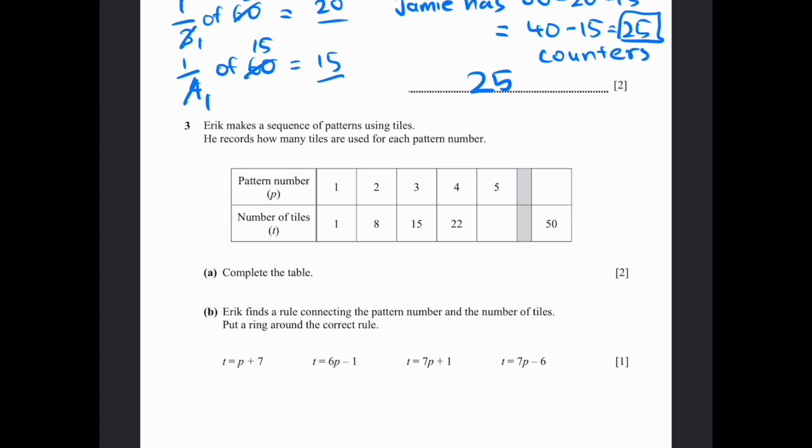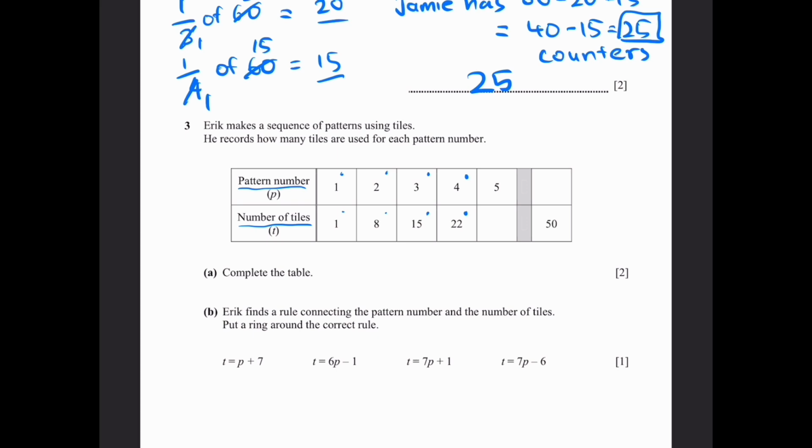Eric makes a sequence of patterns using tiles. He records how many tiles are used for each pattern number. Here's a table, so the pattern number and the number of tiles. Pattern number 1, number of tiles 1. Pattern number 2, number of tiles 8. Pattern 3, tiles 15. Pattern 4, tiles 22. Now we have to complete the table. This is the A part.